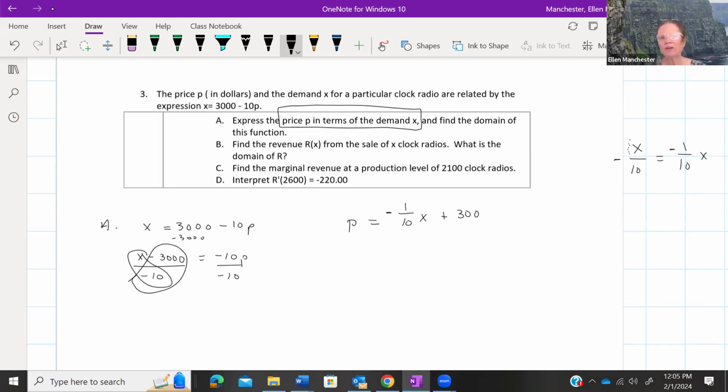Okay, now I have the price, that's P, in terms of the demand X. So I've just rearranged it. That's all I had to do, just rearrange it.